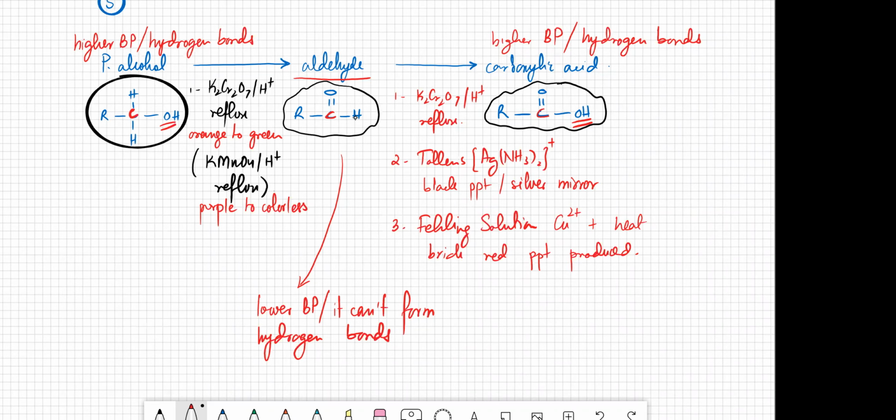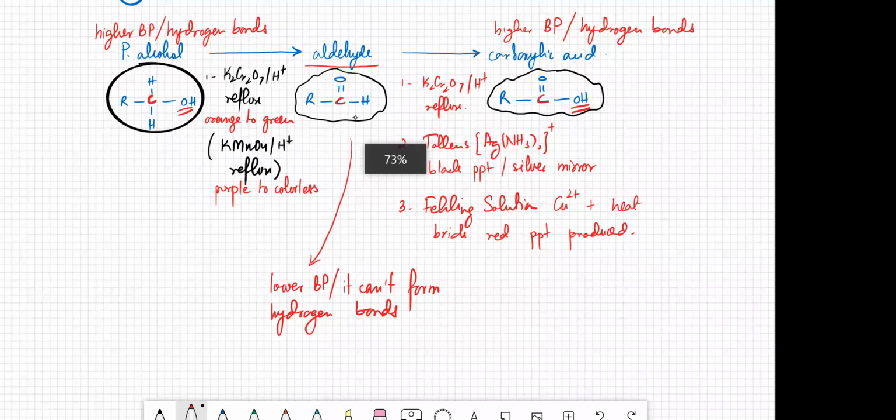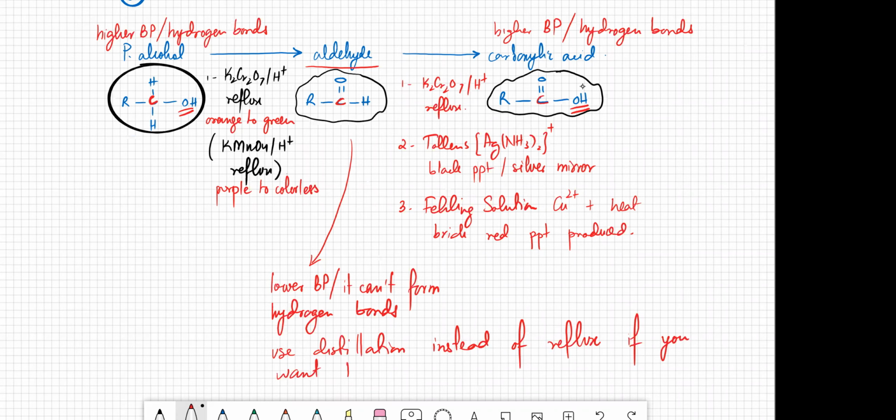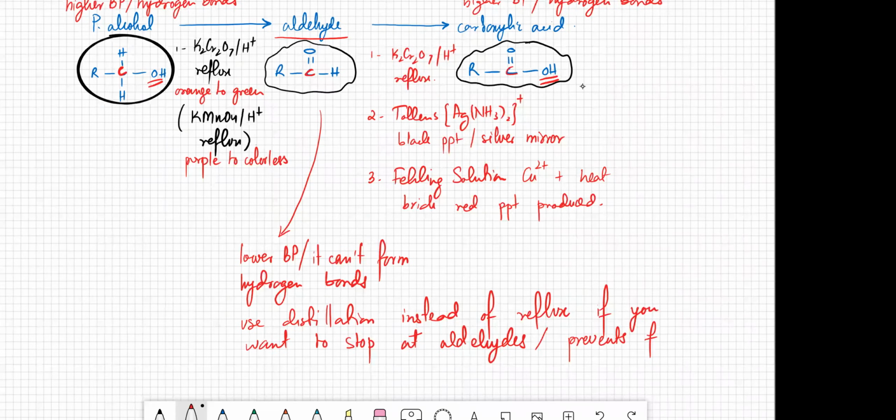But if you allow the aldehyde to escape the container, you can prevent further oxidation of the aldehyde. So use distillation instead of reflux if you want to stop at aldehydes. This prevents further oxidation as aldehydes escape the container.